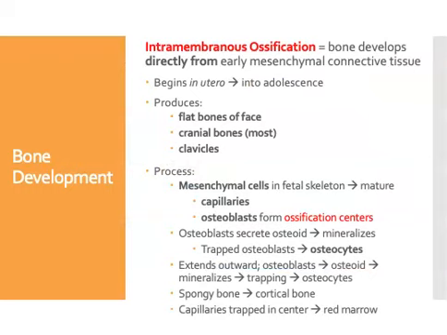All right. So the first form of ossification, of bone formation that we'll talk about is the intramembranous kind. When we talk about intramembranous ossification, we're talking about the formation of bone as it occurs directly from what we call early mesenchymal connective tissue.